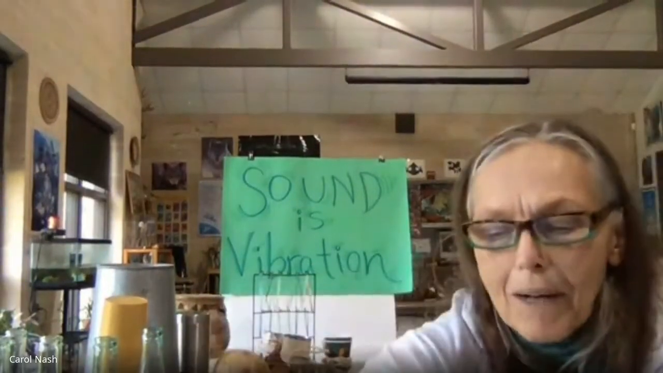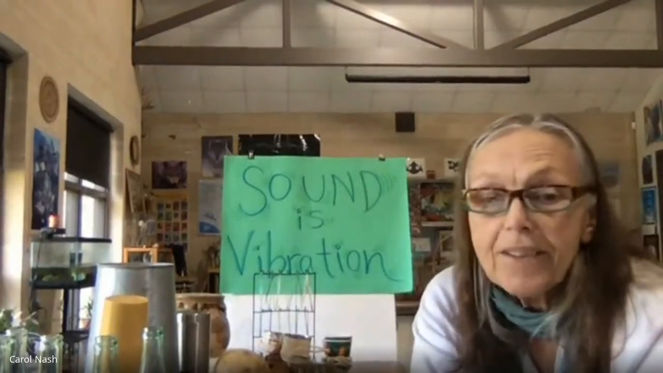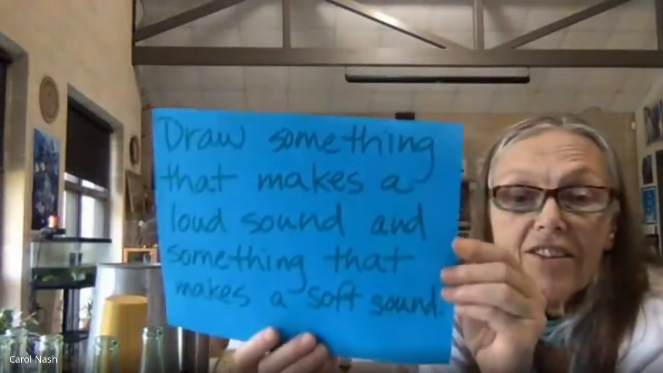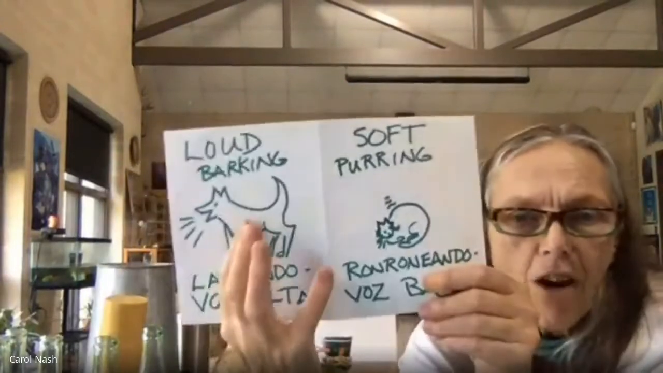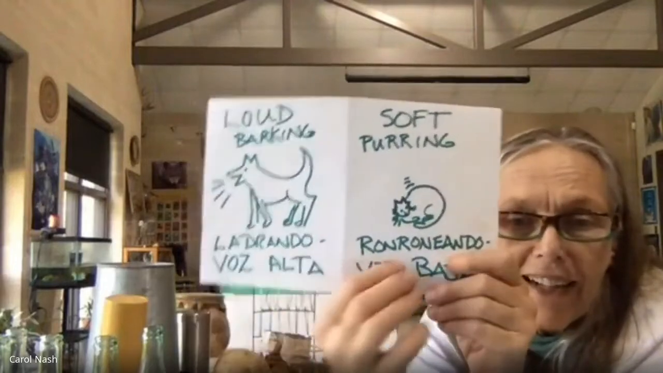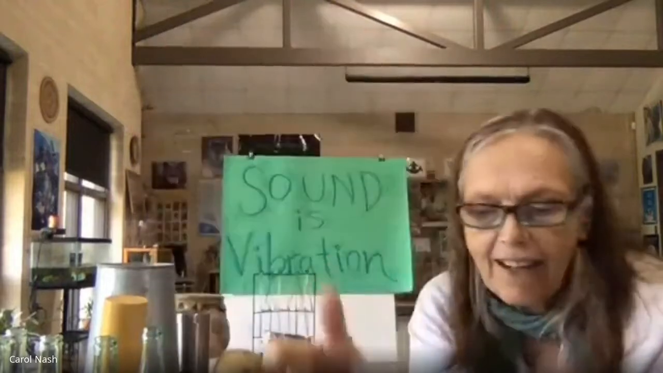So a couple of things I want you to do. I want you to go around your house and see if you can find something that makes a loud sound and a soft sound, and draw me a picture. So at my house, I went around, and of course, I had a dog barking loudly and a cat purring softly. So ladrando, ronroneando. So loud and soft.